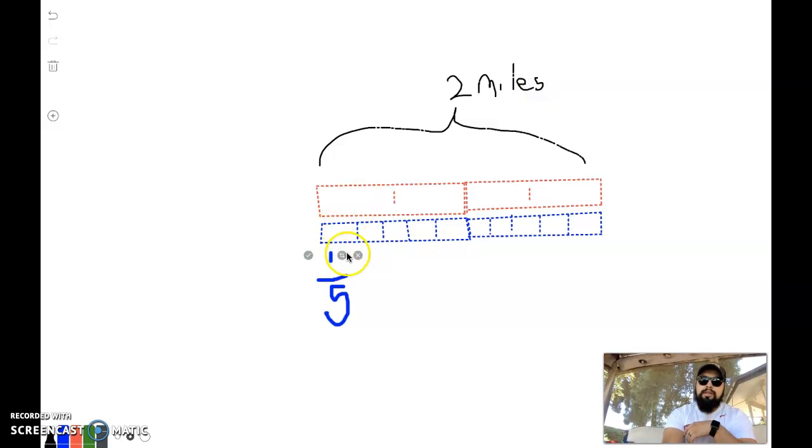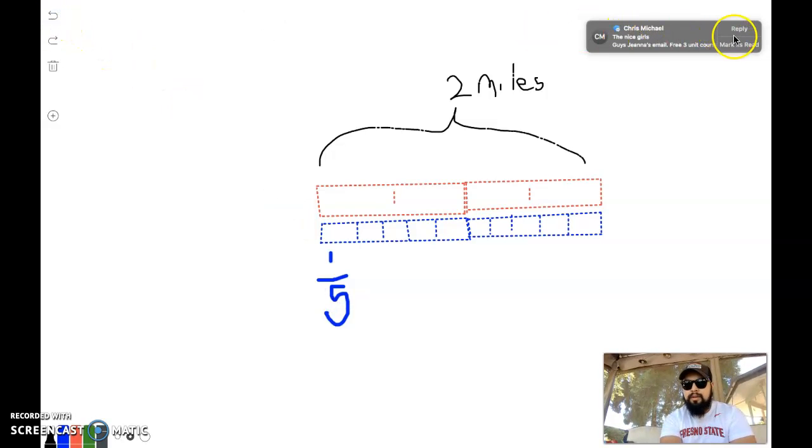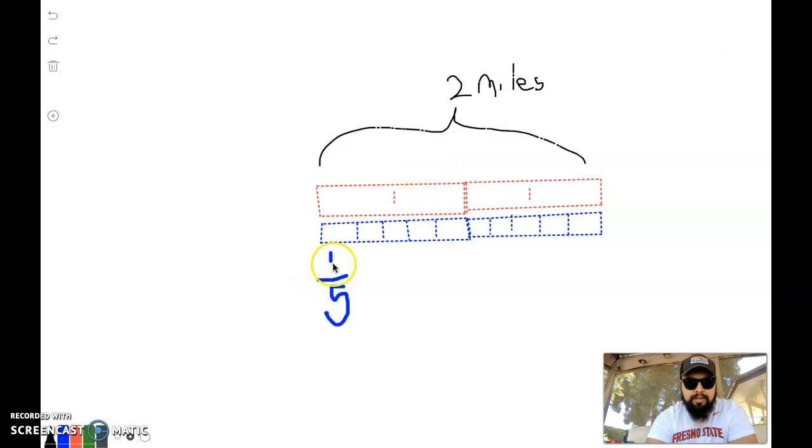So 2 total miles, stops every 1/5 mile. So okay, if we take a look, we can now count 1, 2.